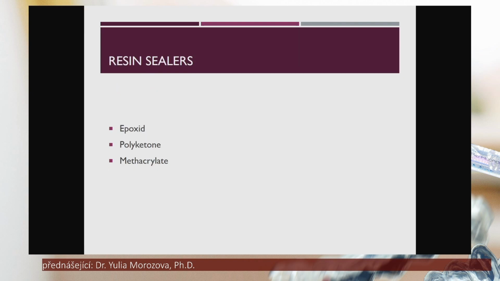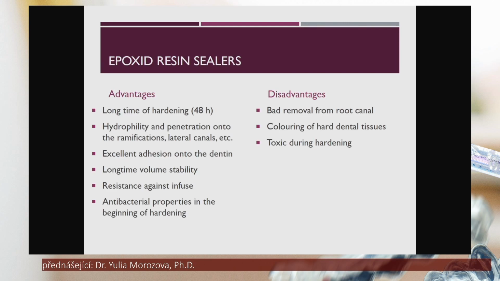Resin-based sealers are maybe the most frequently used group of the sealers. We can use sealers that are based on epoxy, polyketone, or methacrylate resins. So, epoxy resin-based sealers, they are relatively widely used. They have long time of hardening, up to 2 days. They are hydrophilic, and due to this they are able to penetrate into the different ramifications, lateral canals, and so on. They provide excellent adhesion onto the dentin. They have long-term volume stability, and they are resistant against the infusion.